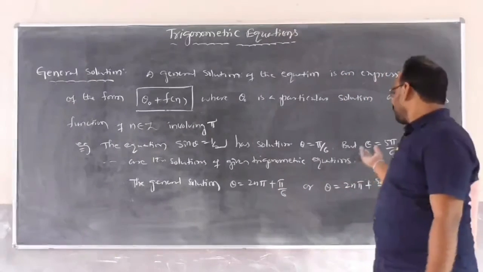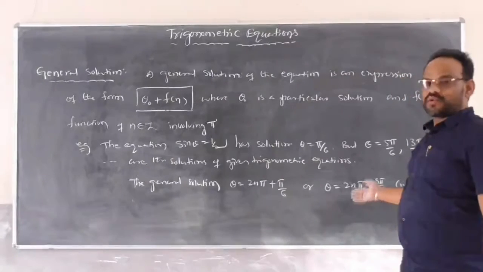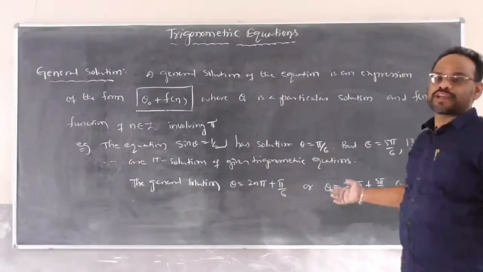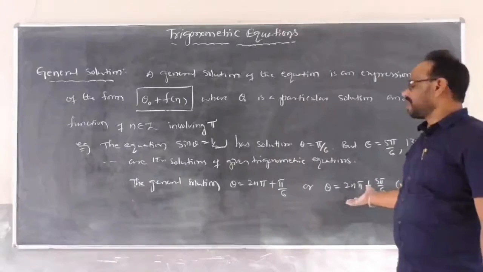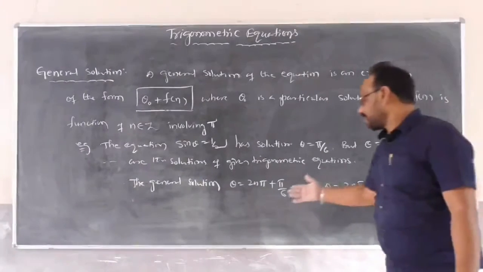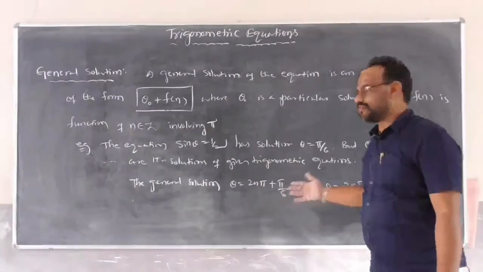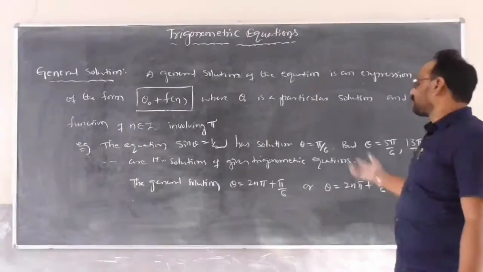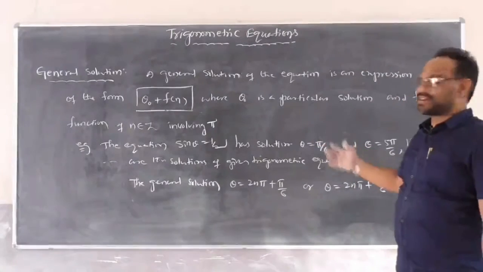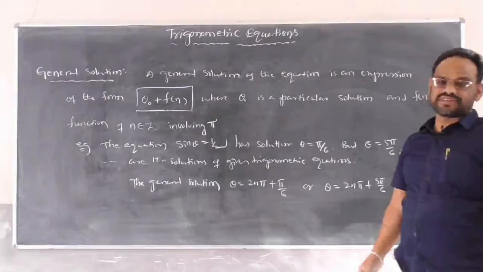And so on. Theta is equal to 2n pi plus 5 pi by 6 is also a general solution of the given trigonometric equation.